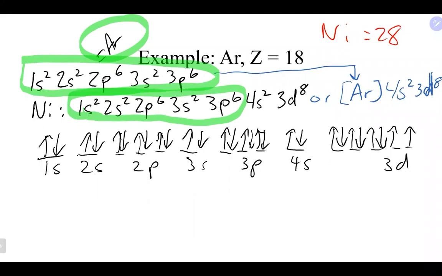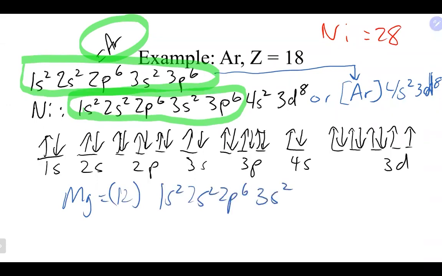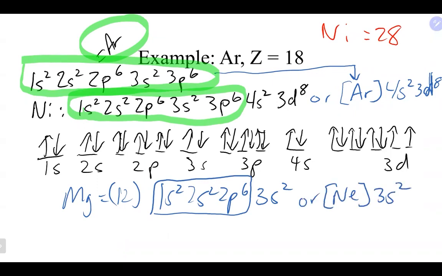So for example, if we looked at magnesium, which is 12, 1s2, 2s2, 2p6, 3s2, there would be magnesium. If we take this part of magnesium, that is how many electrons? That is 10 electrons on the periodic table. 10 is neon. So we would put neon in little brackets and continue on. So that's a shorthand for electron configuration. It is always the noble gas that comes right before the element that you are writing.